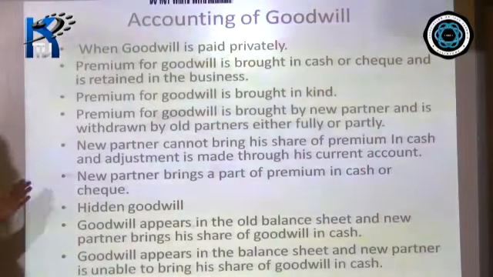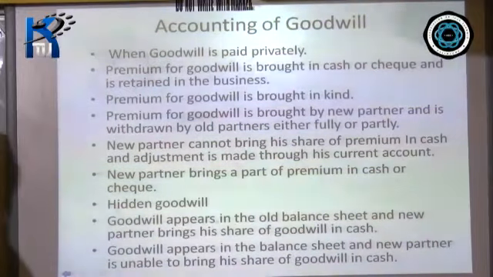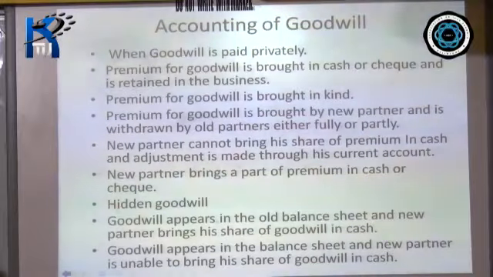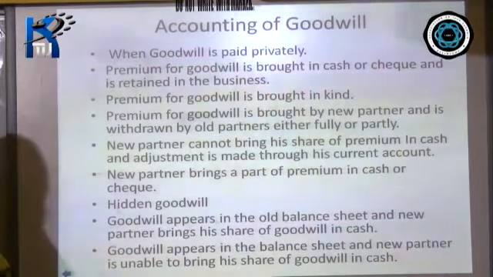Next is goodwill appears in the balance sheet and the new partner is unable to bring his share of goodwill in cash. If the goodwill is there in the balance sheet, first of all we write off the old goodwill, and then if the new partner is not able to bring his share of goodwill in cash, the new partner's current account is debited because he has to pay, whatever it be. If he cannot pay it in cash, his current account will be debited in the books of accounts. So let us take up each step line by line so that we understand the treatment of goodwill.